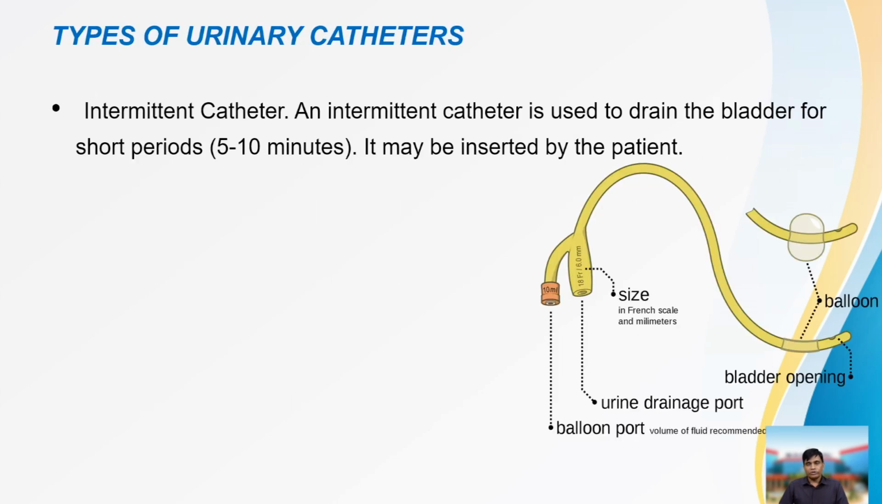Types of urinary catheter. Intermittent catheter: it is used to drain the bladder for a short period, 5 to 10 minutes. It may be inserted by the patient. First, you have to see the size in French related to the urinary drainage port, and the second one is the balloon port.